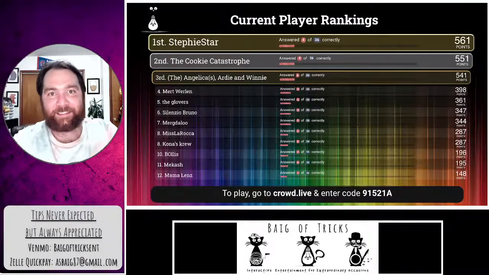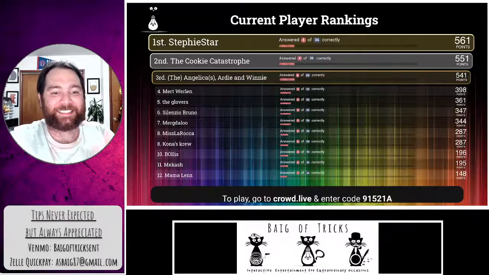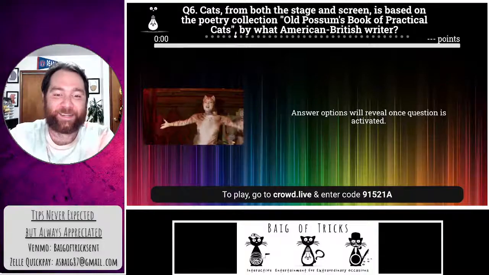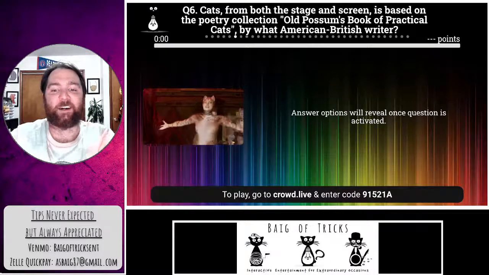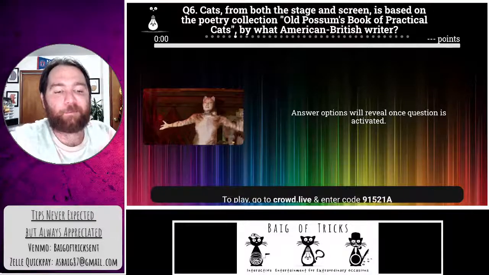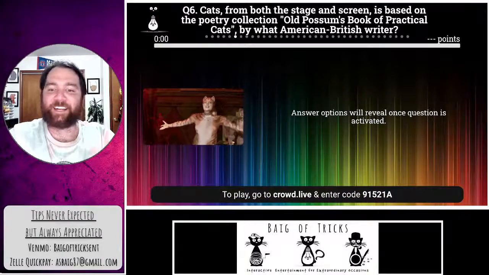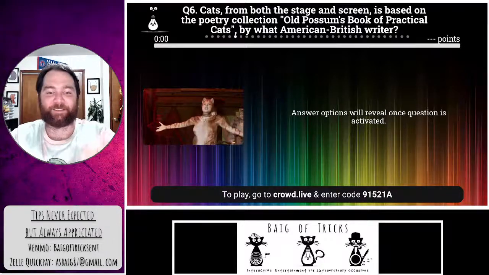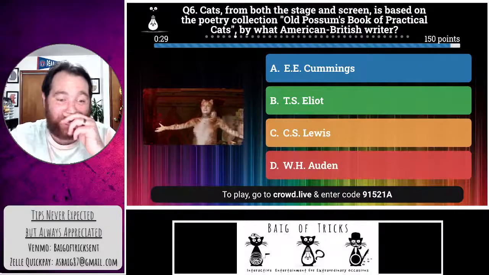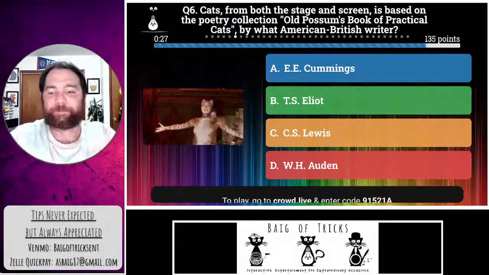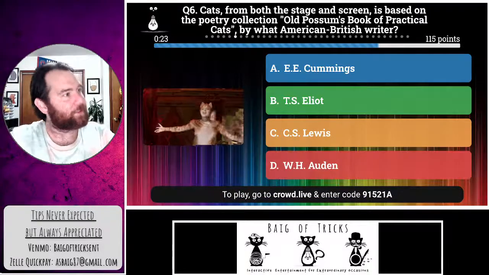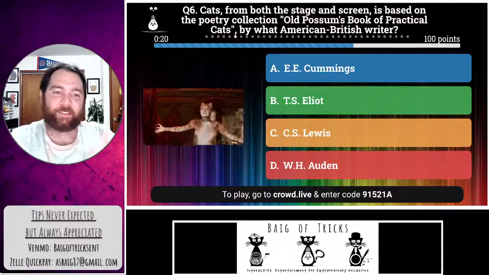With that done, let's move on to question number 6. Cats, from both the stage and the screen, is based on the poetry collection called Old Possum's Book of Practical Cats by what American-British writer? Which famous writer gave us Old Possum's Book of Practical Cats? Was it E.E. Cummings, T.S. Eliot, C.S. Lewis, or W.H. Auden? I'll tell you what, whoever it was, they had 2 first initials, or they went by 2 initials.